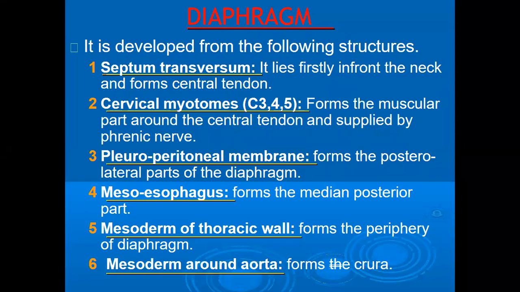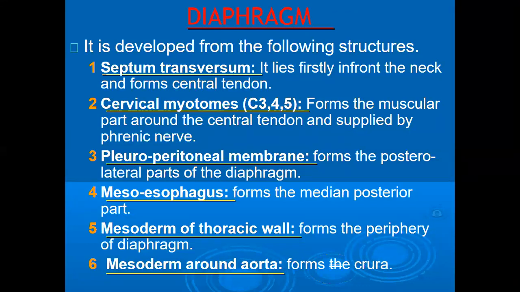The pleuroperitoneal membrane forms the posterolateral part of the diaphragm. Initially, these pleuroperitoneal membranes are in the form of small extensions of the lateral body wall into the pleuroperitoneal canal, which communicates the pericardial cavity with the peritoneal cavity. As the name indicates, they are called the pleuroperitoneal canal.